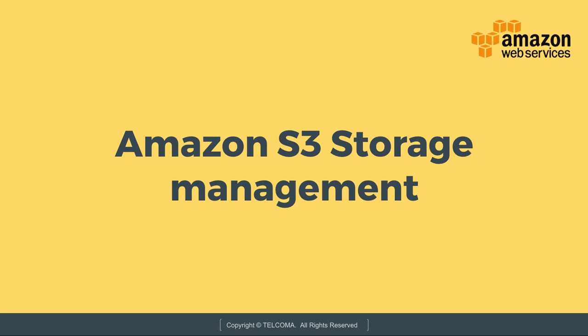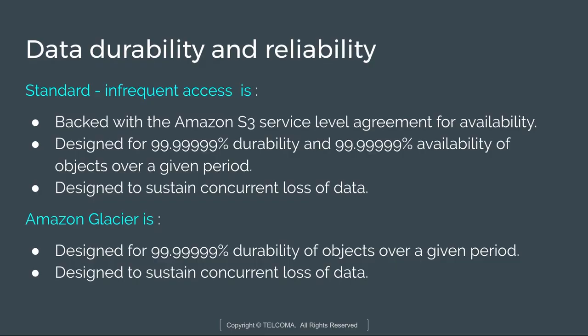Today we will discuss data durability and reliability. So what is data durability and reliability in Amazon S3? The very first is Standard Infrequent Access. Here in IA, which is infrequently accessed, we will back up our data with the Amazon S3 service level agreement for availability, because what we require is designed for 99.99% durability and availability of objects over a given period.